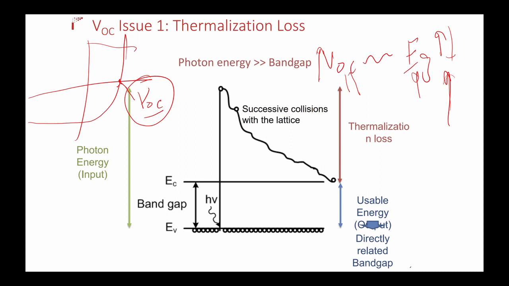So the product of VOC and JSC should be maximum. Then only we can get the maximum efficiency. So this is the band gap, this is the conduction band, this is the valence band. When we shine the light, electrons are transferred from the valence band to the conduction band, and electron hole pairs are generated. This happens when the energy of the light is exactly equal to the band gap of the semiconductor.